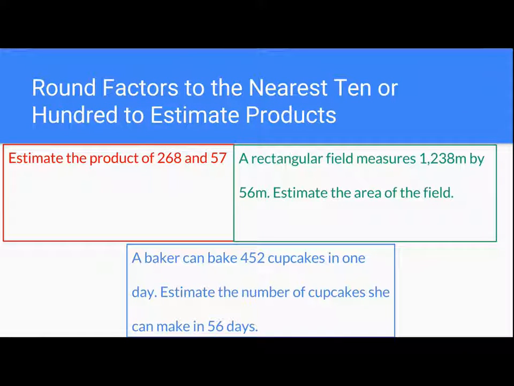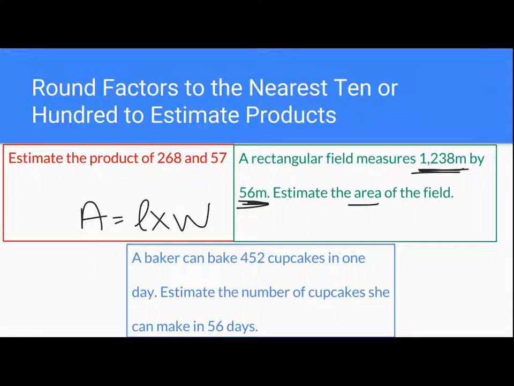And last but not least, we are going to round factors to the nearest 10 or 100 to estimate their products and make it super easy. This is like what we did in the anchor task. Let's do the green one. A rectangular field measures 1,238 meters by 56 meters. Estimate the area. Well, area, I'll write it over here. Area is equal to length times width. Here's my length, here's my width.